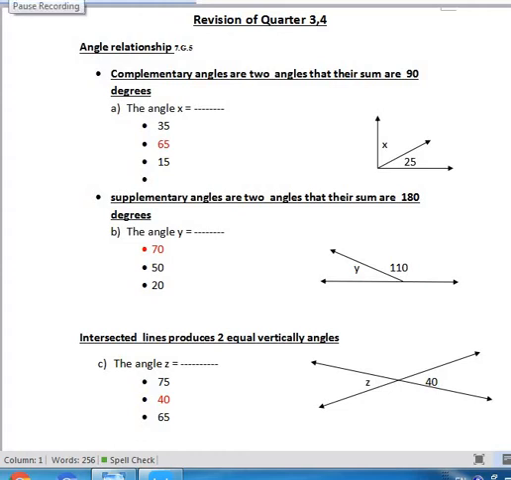I hope you're fine. Today we're going to have a revision on quarter 3 and 4. This revision will be on semester 2. First of all, we are going to have the angle relationship.